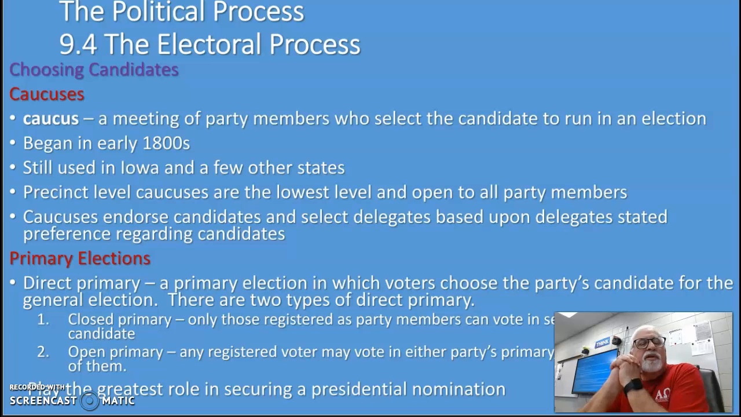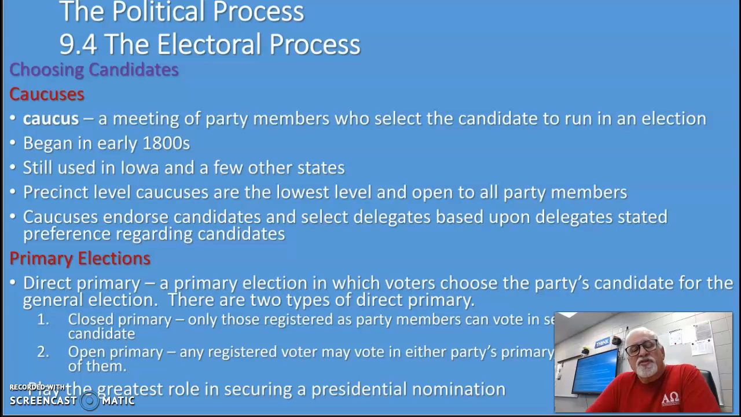How do we choose candidates, especially a candidate for president? Well, caucuses are meetings of party members who select the candidates to run in an election. And this began in the early 1800s. It's still used in Iowa, where Iowa is the first caucus held for the presidential candidates. And so they will flock like white on rice to Iowa. All these candidates going to Iowa, and they will caucus. They will go door to door and meet people.